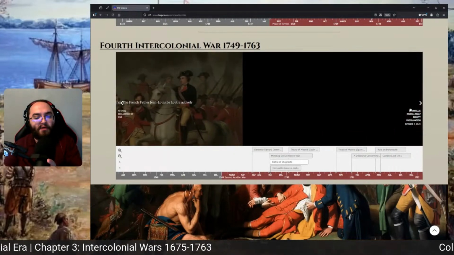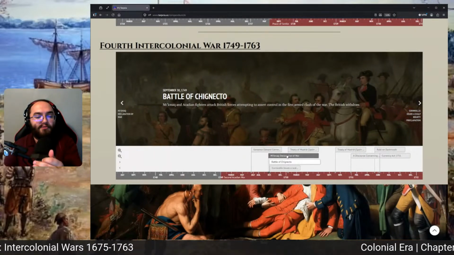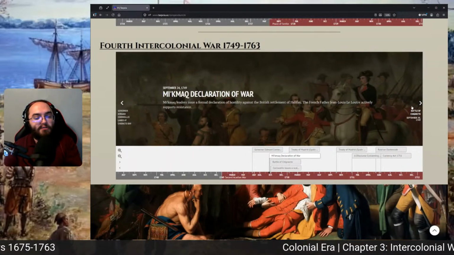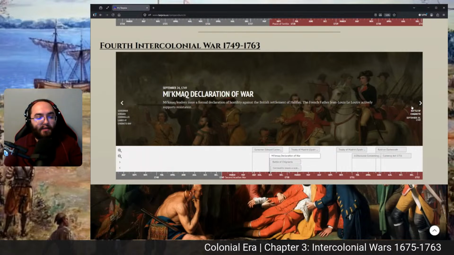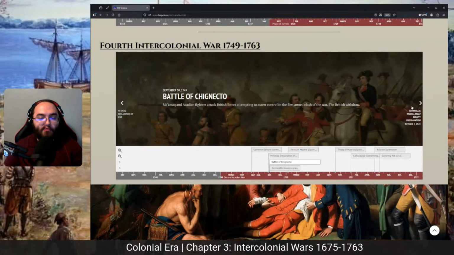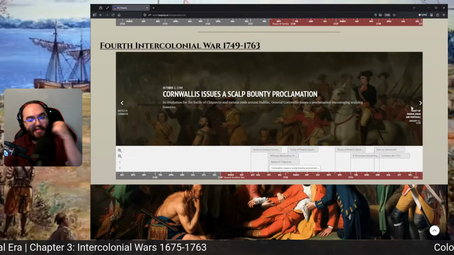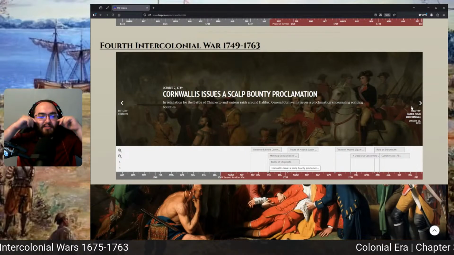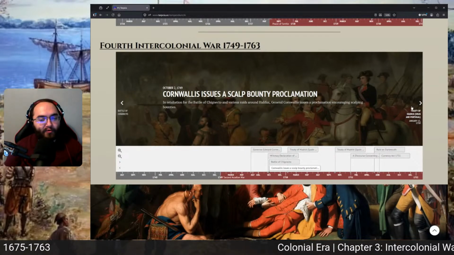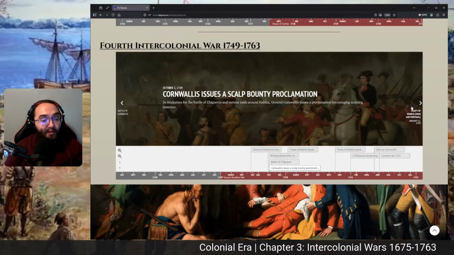And so we have a couple battles from this war, from the Second Acadian War. Again, people call it Father Lelouch's War. Cornwallis will issue a scalp bounty proclamation, so scalping will become very popular because of Edward Cornwallis.